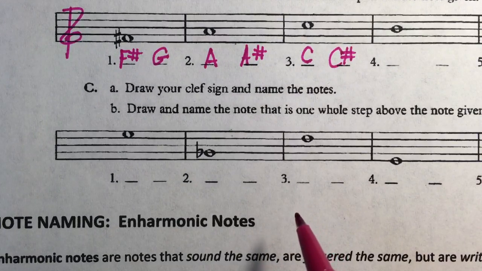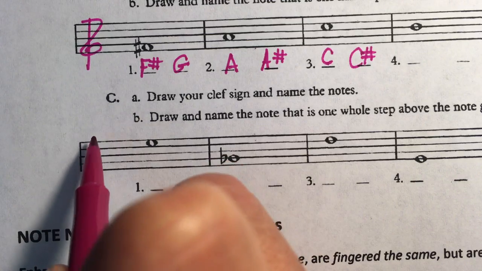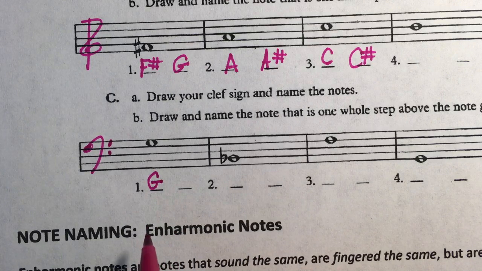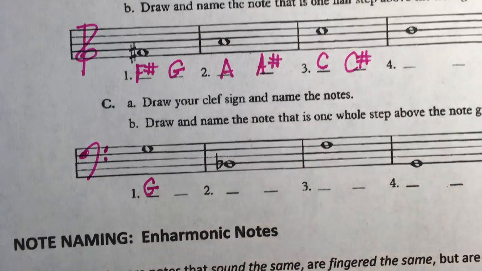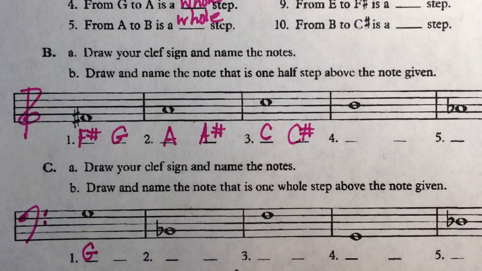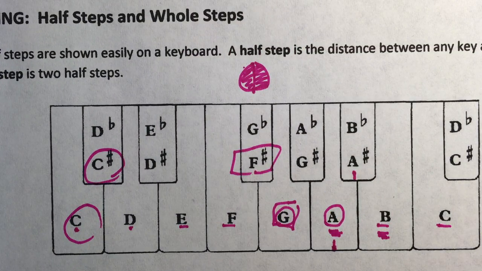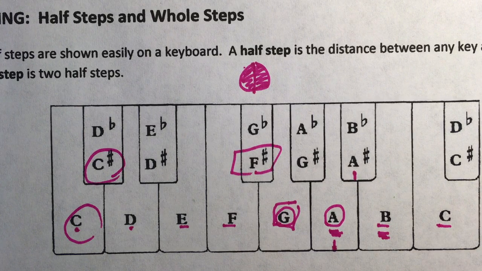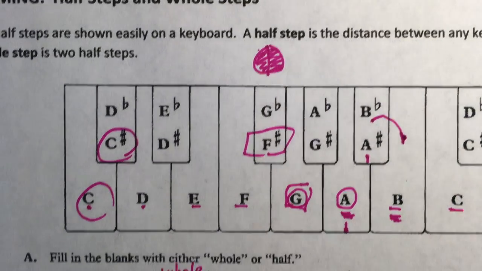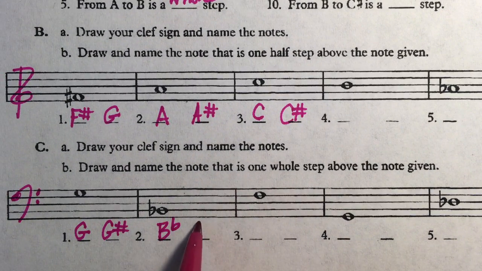Let's do some examples in bass clef. The note listed is G, a half step higher than G. Here's G. A half step higher is going to be G sharp. This note right here is B flat. A half step higher than B flat. Here's B flat. A half step higher than B flat. From here to here is B natural.